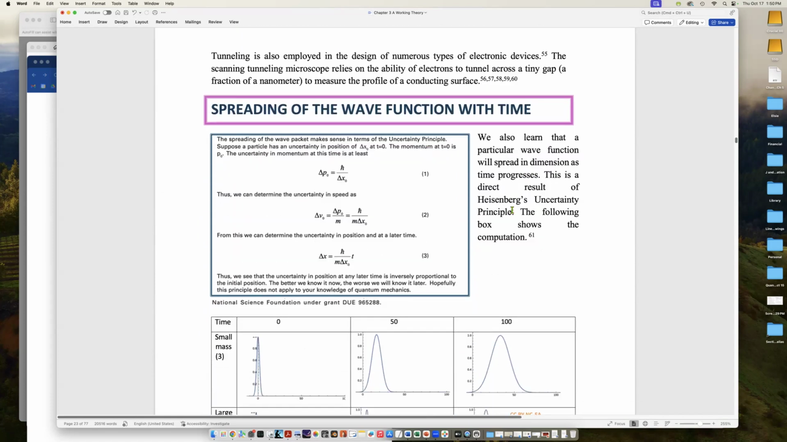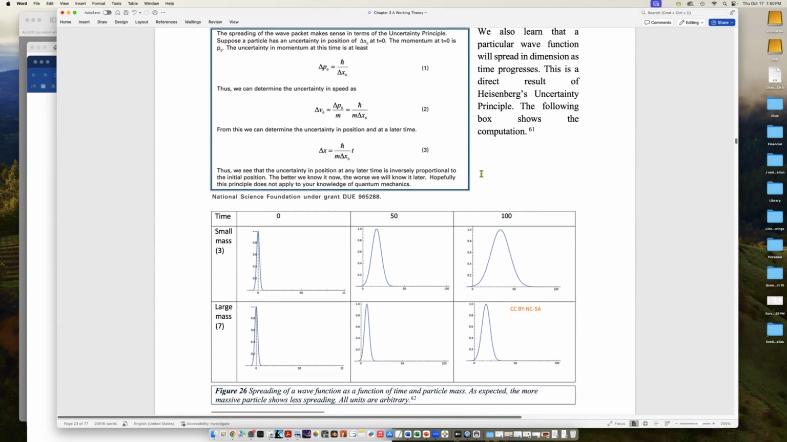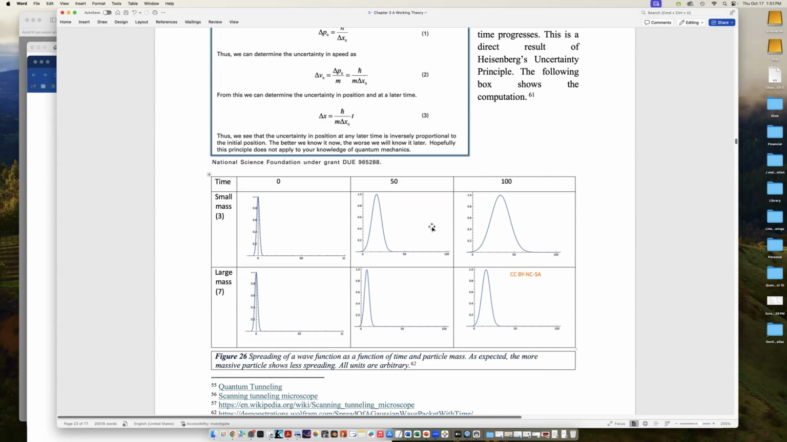I mentioned, actually showed, that the wave function spreads with time. And it's related to the uncertainty principle. If you try to confine the wave function, it will spread out. And here's some examples of what happens. For a low mass particle, it starts with this wave function. And this sort of arbitrary time scale. Notice how it gets fatter and fatter. And in fact, when that happens, the peak goes down. So you have this evolution.